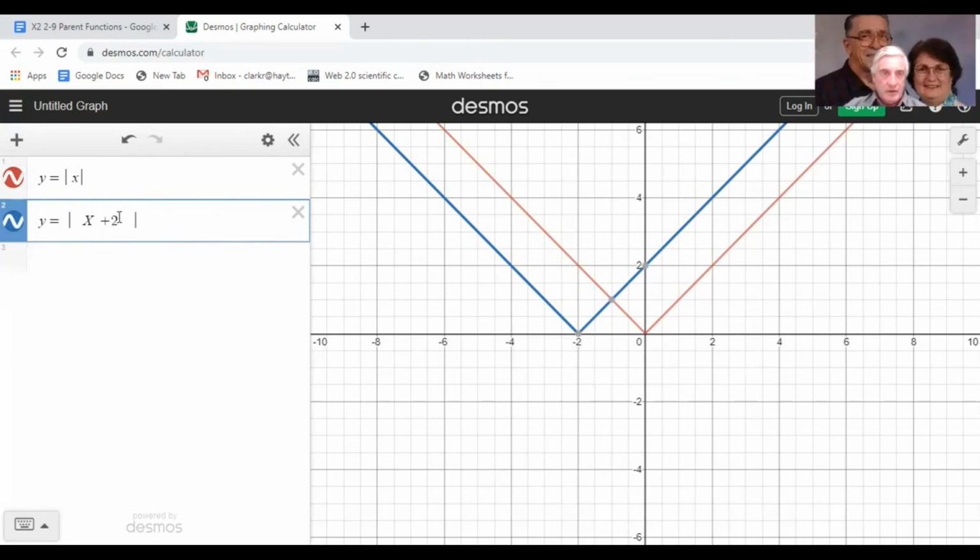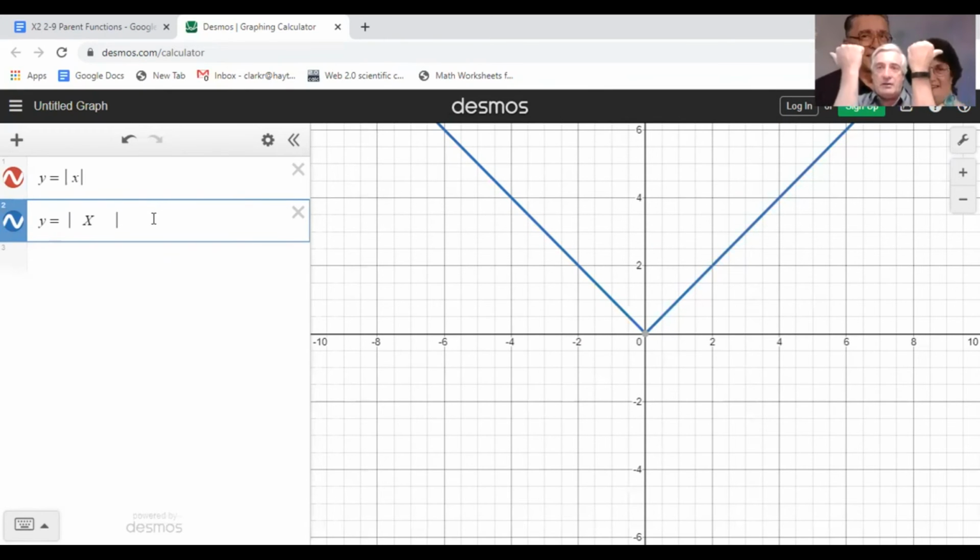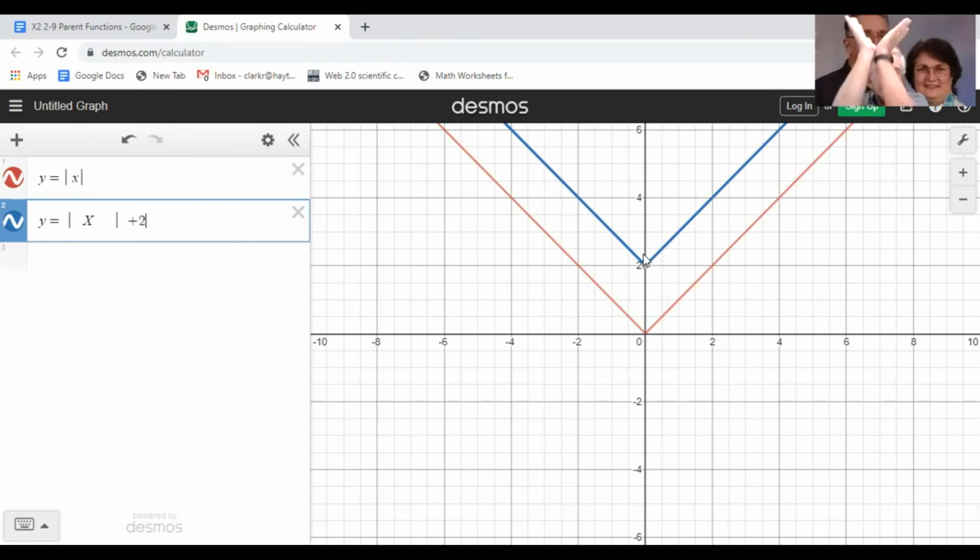What happens if I put the 2 on the outside? Am I going to change the domain or the range? That is, am I going to make it go right or left, or am I going to make it go taller or shorter? So let's put the plus 2 out here. See what I did? It's the same V function. It just moved 2 higher. Now I've got the absolute value, but I got it 2 up. It goes from here to here.